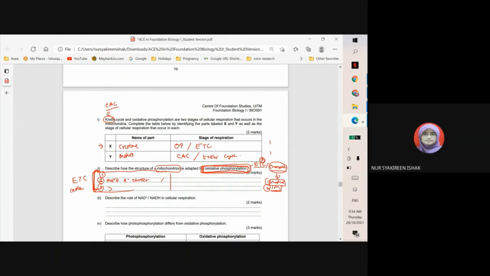Okay, kita balik semula untuk chemiosmosis ni, macam mana chemiosmosis ni boleh berlaku dalam mitochondria ni. So inner membrane kan, another function of inner membrane is to produce separation between the matrix and also intermembrane space. So the importance of separating matrix and intermembrane space is so that you can create a hydrogen ion gradient, proton gradient, or electrochemical gradient between these two regions.